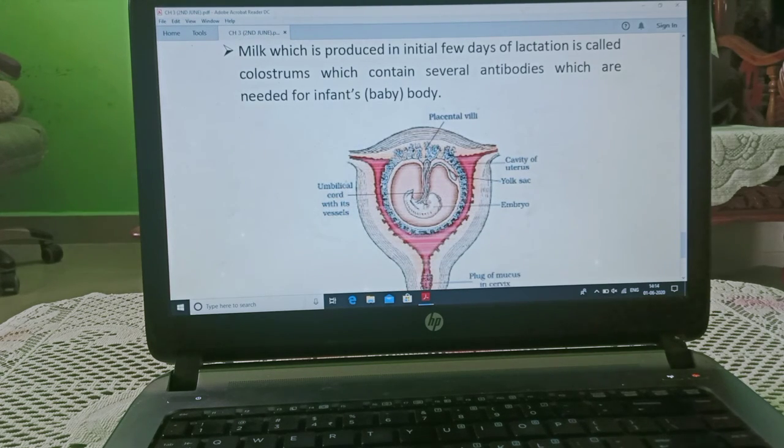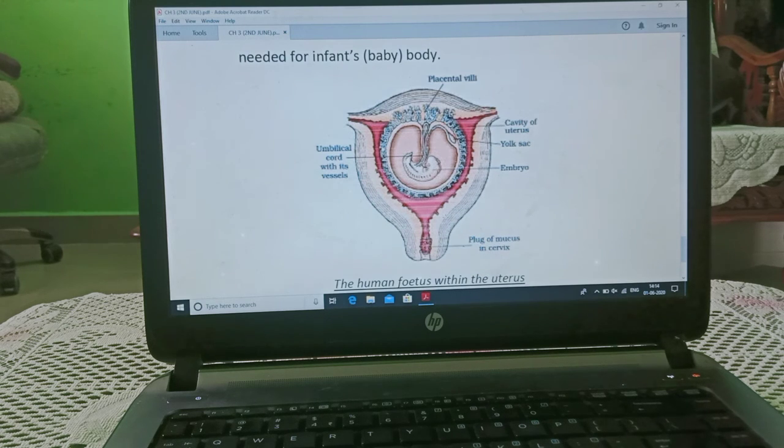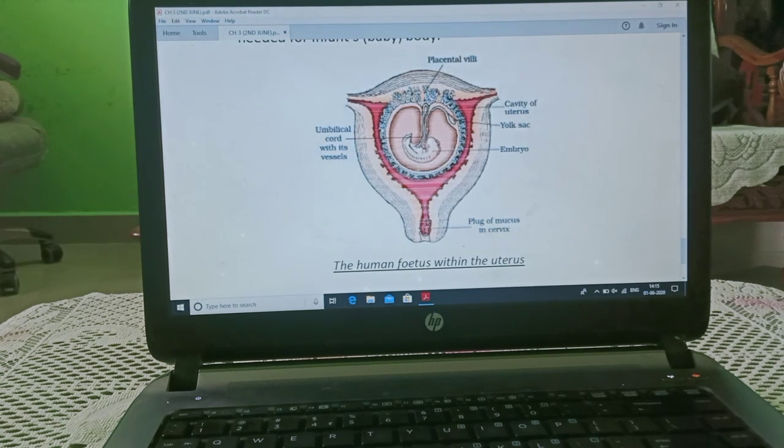Now, as you can see, this is the placenta. This is the umbilical cord, the connection between mother and baby. This is the cavity of the uterus. This is the yolk sac and this is the embryo. And this is the part from where it comes out, which is known as delivery of the baby.